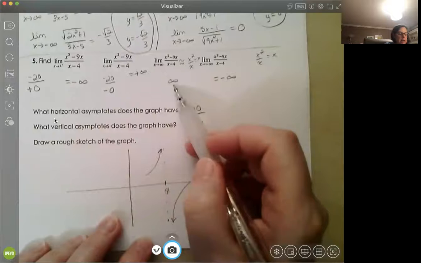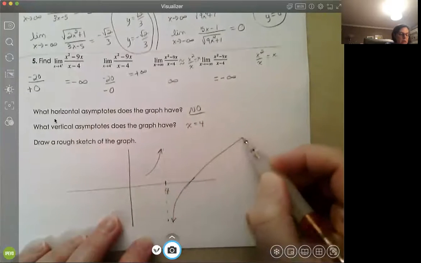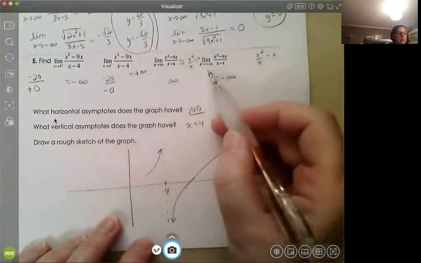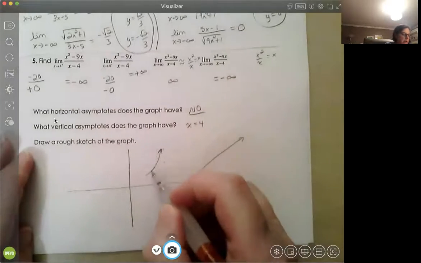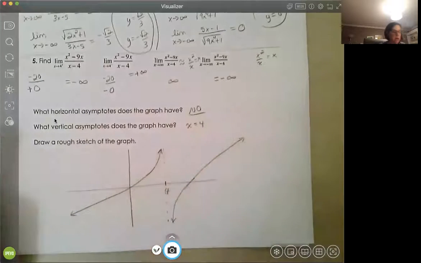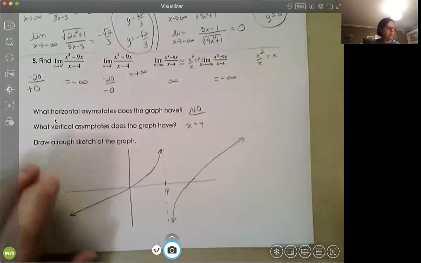As I go to infinity, it goes to infinity. So this increases without bound. As I go to minus infinity, this goes to minus infinity. It decreases without bound. That gives me a quick little sketch of the graph.